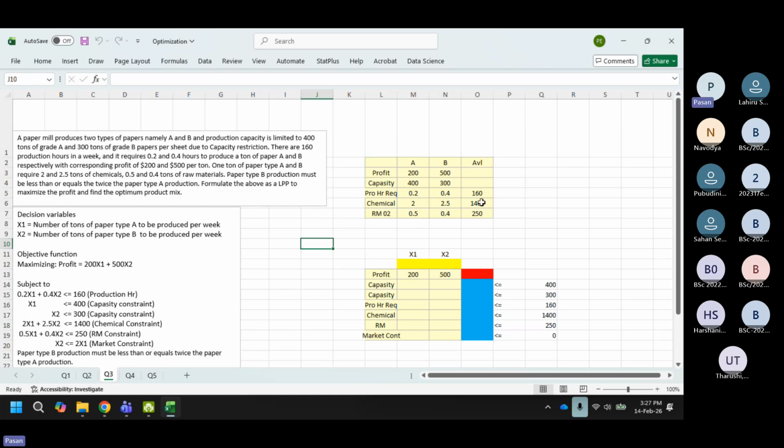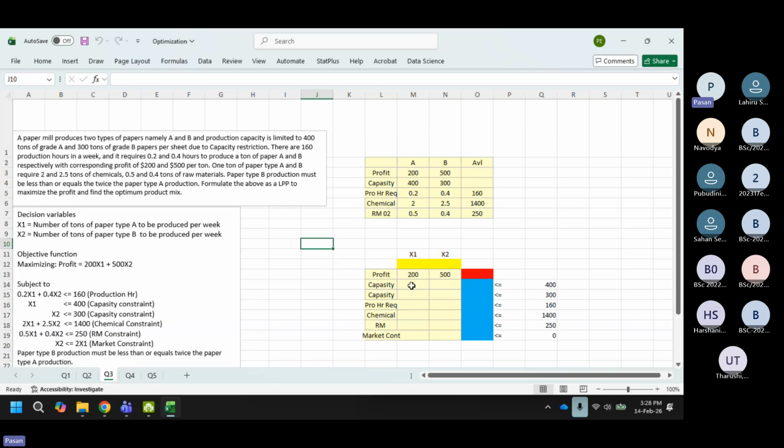So if I look at that information here, the profits are 200 and 500, the capacities are 400 and 300, and then the production hours, the chemical, and then the raw materials. That is the requirement, right? So that's the information we have.